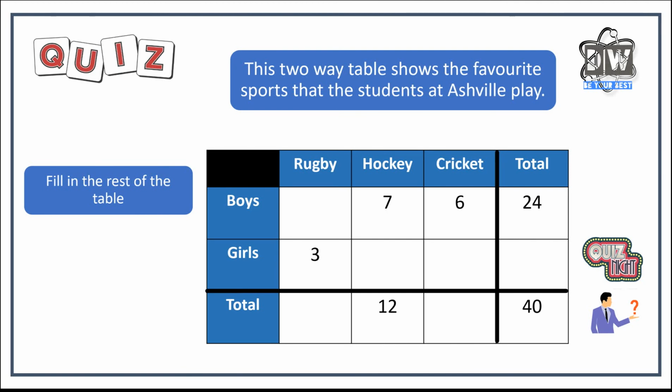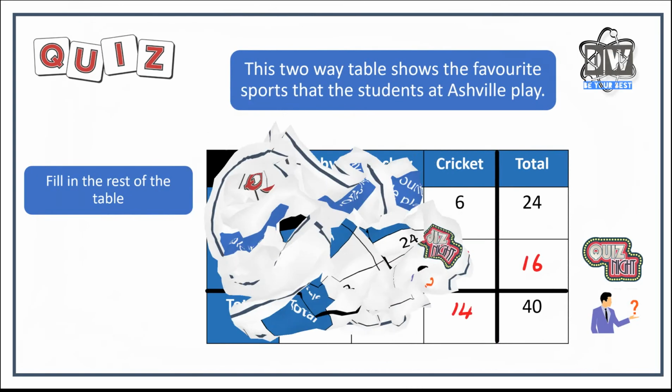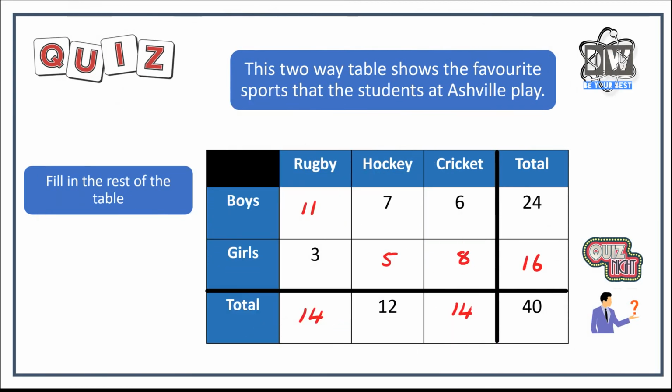Here go the answers. So we had 11 boys that did rugby, 7 boys that did hockey, 6 boys that did cricket, and together we've got 24. You can go through there and pick out the rest. Please make sure that yours are exactly the same. And if you made a small mistake, go back and see why you made that mistake. Okay? Well done, everyone. I'm sure you've absolutely aced it.